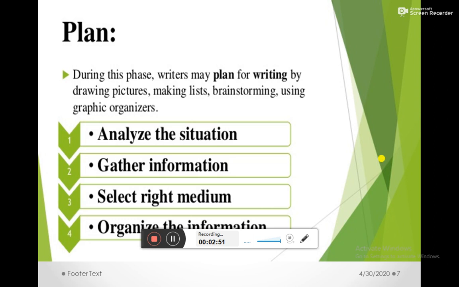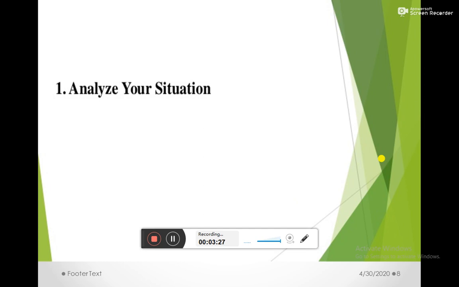Before starting the three processes, let us first discuss planning. What is a plan actually, and what does it mean? During this phase, writers may plan for writing by drawing pictures, making lists, or brainstorming using graphic organizers. There are four steps: analyzing the situation, gathering information, selecting the right medium, and organizing the information. First of all, we should discuss analyzing your situation.